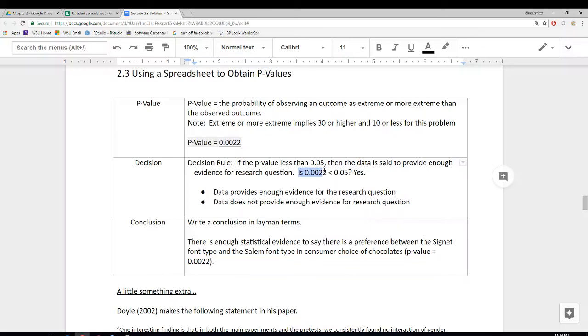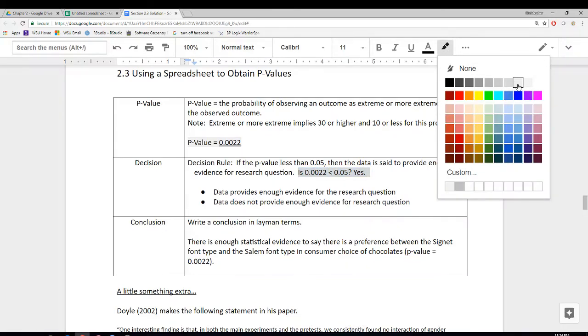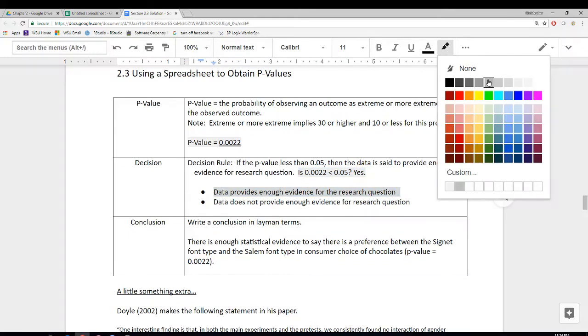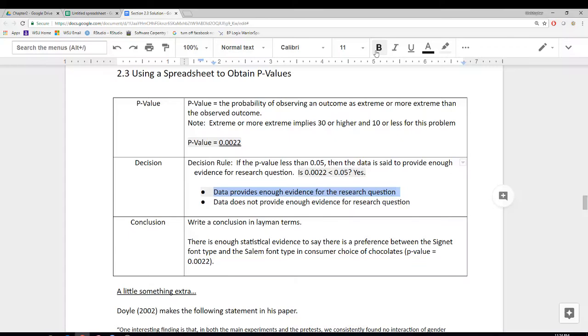Is 0.0022 less than 0.05? It is. So here I do have enough evidence for my research question. The data provides enough evidence for the research question here because that p-value quantity is less than 0.05.